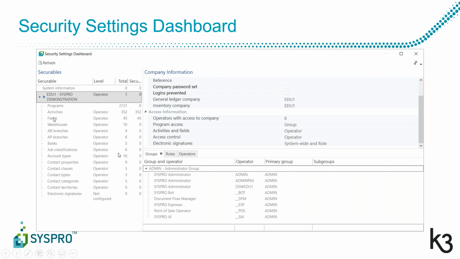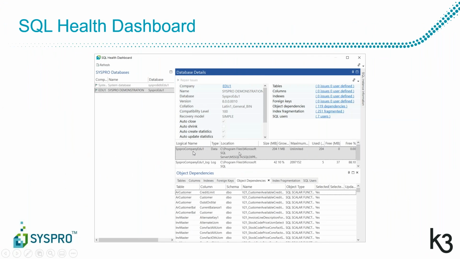But drill down, you actually have access to things such as activities, specific fields that can be limited, all the way down to even electronic signatures. Then, on the right-hand side, company level information. Do you have a password set up? How many operators have access to this company? How is your security configured? And drilling into all your groups, any roles you have configured, and operators as well. Nice one-stop shop. The next dashboard I want to talk about is the SQL Health Dashboard.